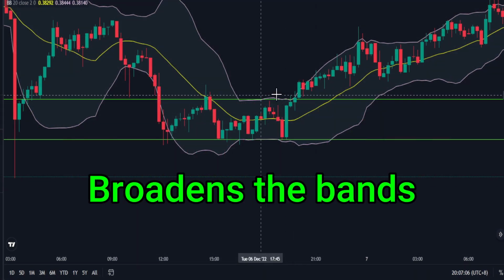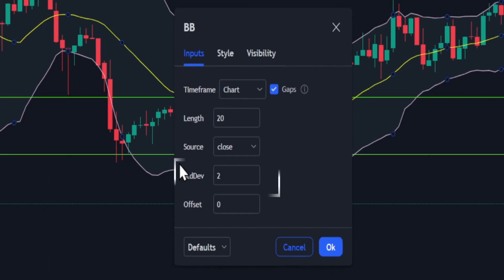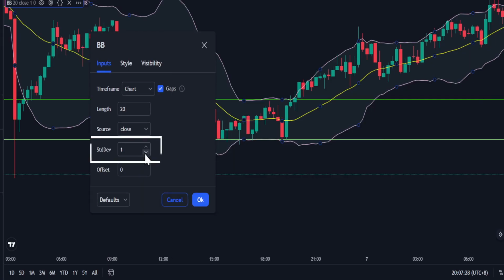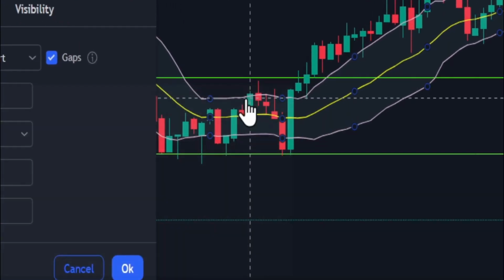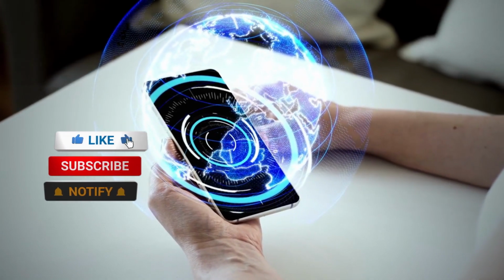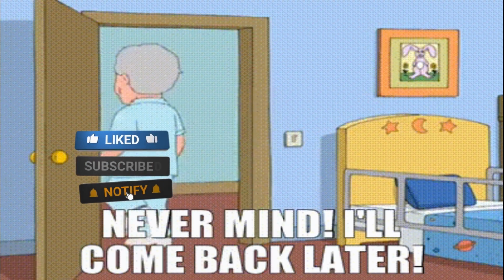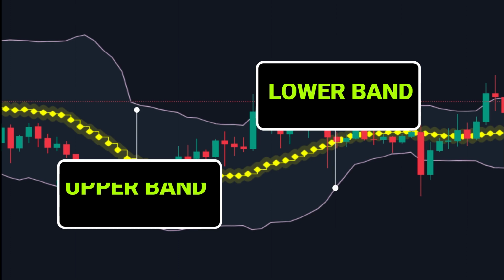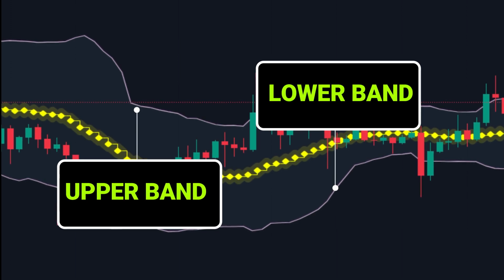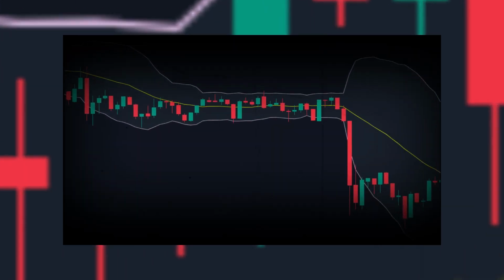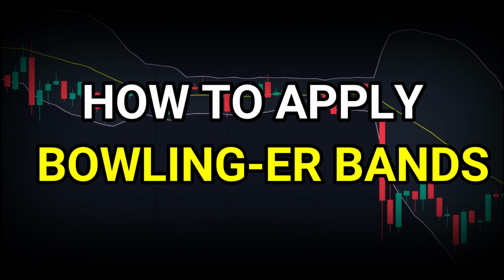So, if we want to broaden the bands, we tune the standard deviation from 2 to 3, and 2 to 1 if we want to get a narrow band. The tunings are unimportant for now. We will come back to it later. So, you just need to know that these two lines are also known as upper and lower band. After learning all this boring stuff, let's learn how to apply the Bollinger Bands.